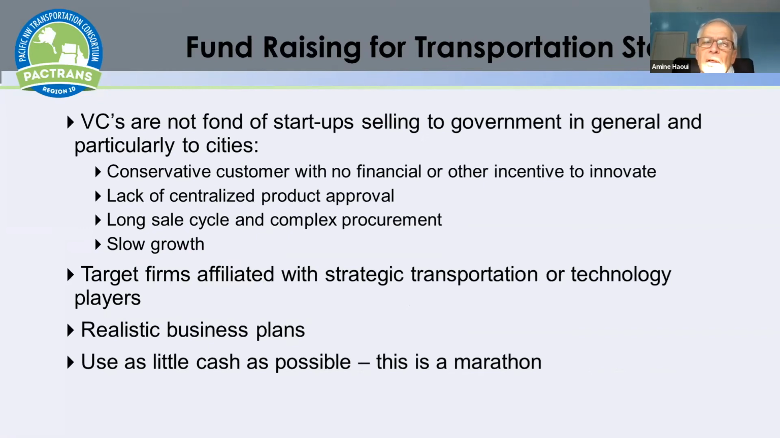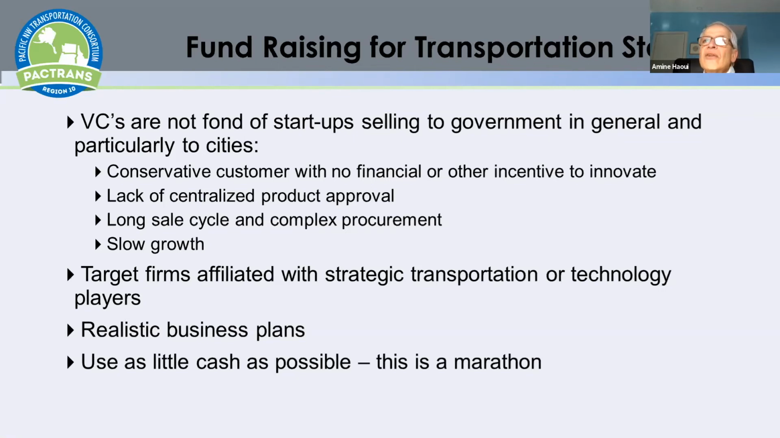In terms of fundraising for a transportation startup, an area in which I have a lot of experience, I'd like to start by saying that the venture community is not very fond of companies that sell to government for the following reasons. First of all, you have a very conservative customer that doesn't have a financial incentive to innovate, which makes it a lot longer to get going as a company than you would otherwise.